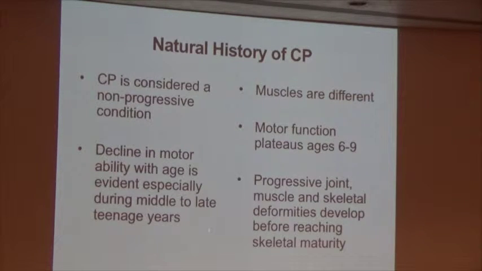Now, CP is considered a non-progressive condition. However, declining motor ability with age is evident, especially during the middle to late teenage years. We generally think that motor function plateaus in the 6 to 9 month range, making it important to determine, and to design your studies around, what the natural history of these patients with CP actually is in the absence of any surgical treatment. They have progressive joint, muscular, and skeletal deformities. They develop before reaching skeletal maturity, making it important to treat these patients as they move up into early adulthood.